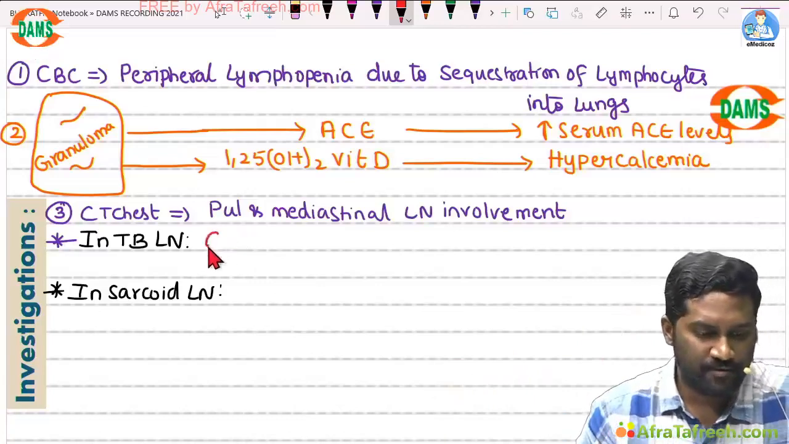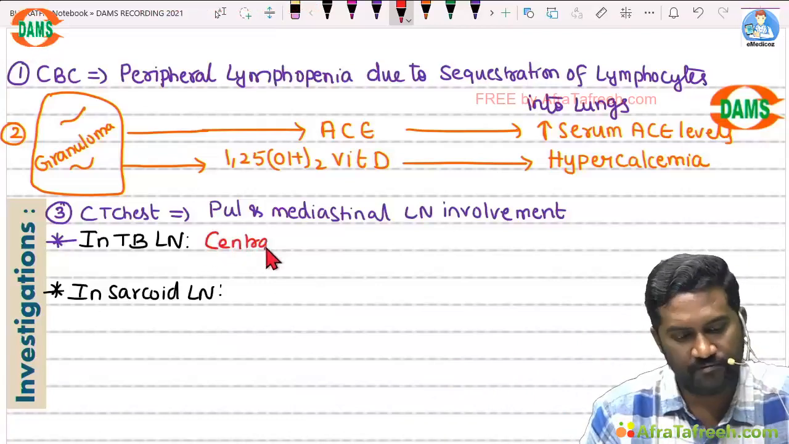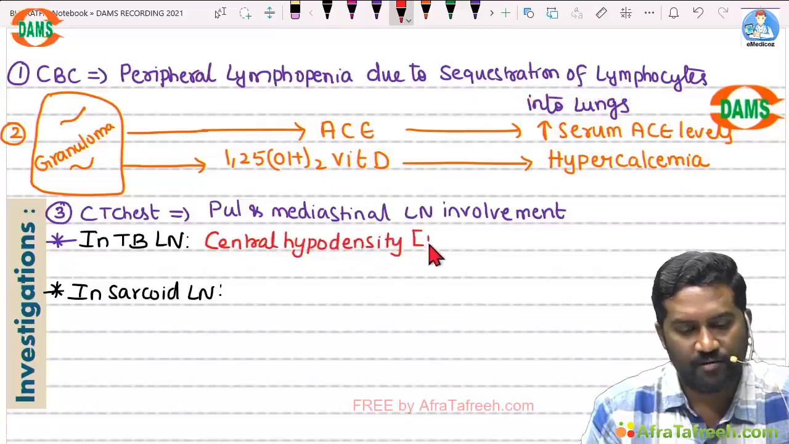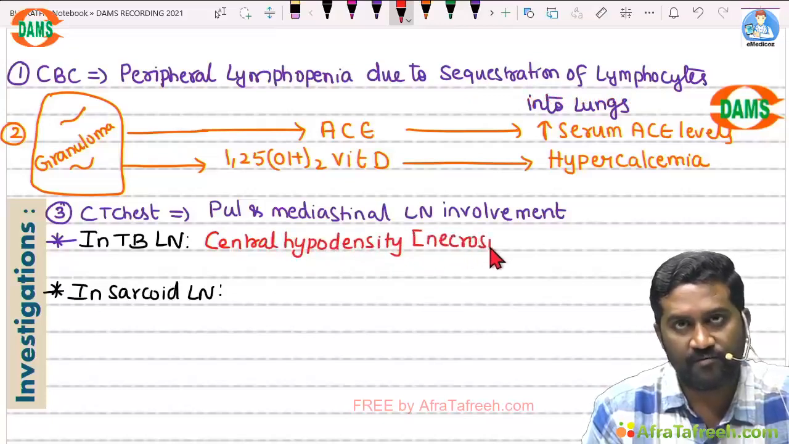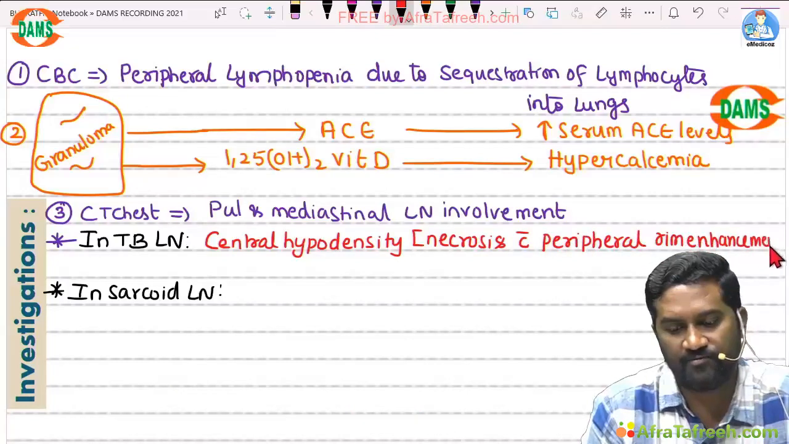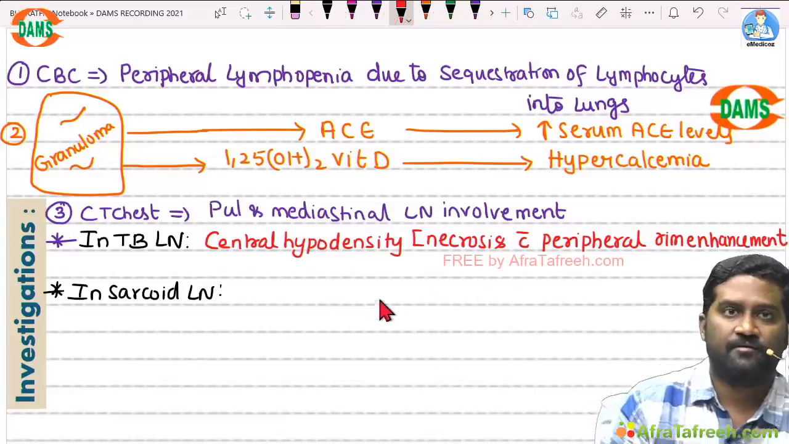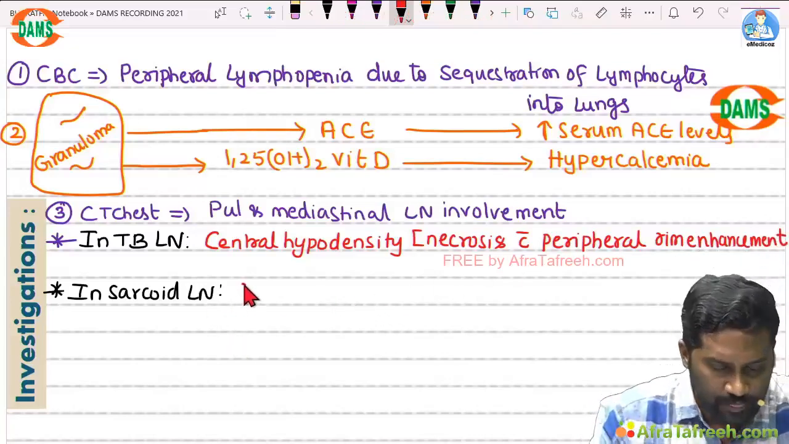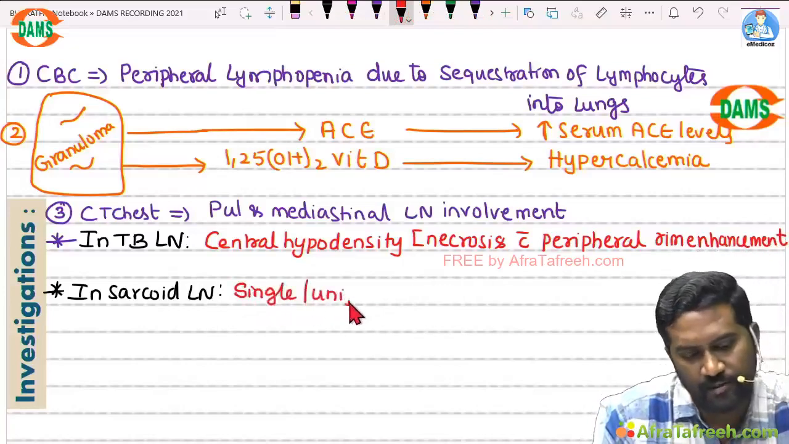In TB lymph node there is central hypodensity. Why is the central area hypodense? Because of necrosis, with peripheral rim enhancement, whereas in sarcoidosis there will be only single or uniform density.